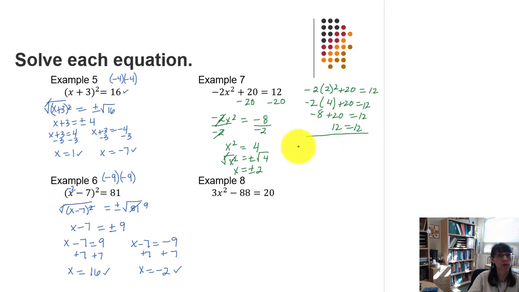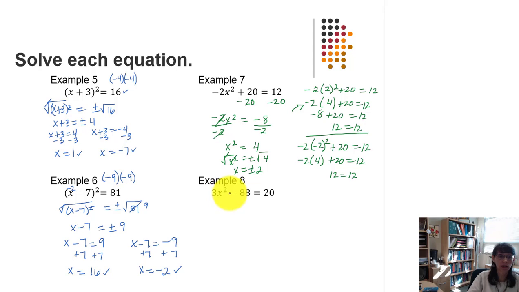Let's try negative 2. For the x value, we're substituting negative 2 squared plus 20. Does that equal 12? So when we have the quantity of negative 2 squared, that makes positive 4. And notice how this equation is exactly the same as this equation. So we know we'll have 12 equals 12 again. So both positive and negative 2 work. Let's try the last example.